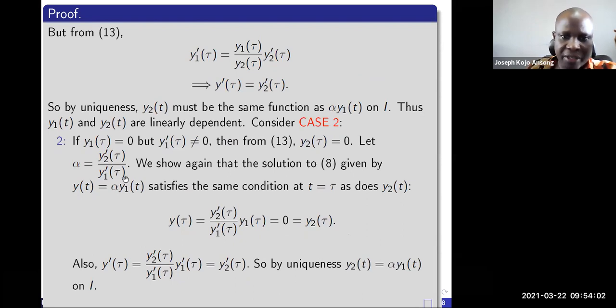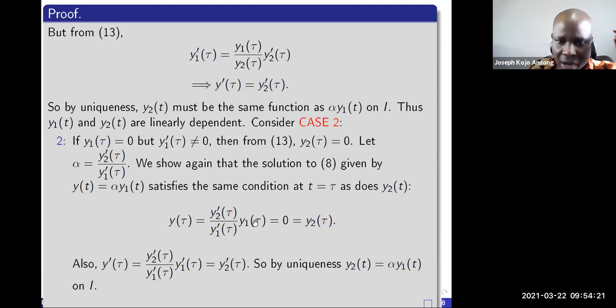Which is what I've written here. So again, we are going to show that the function y of t, which is the solution alpha times y1 of t, satisfies the same condition at tau as y2. So if I plug in tau here, I'm going to have y at tau is equal to alpha. My alpha now is this multiplied by y1 at tau.